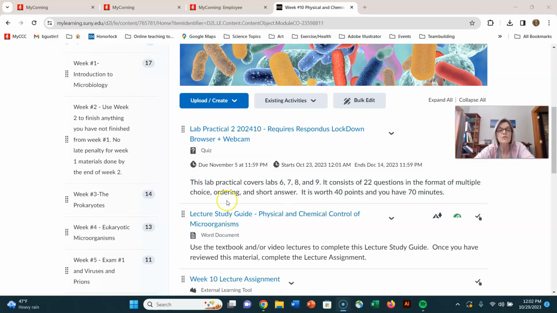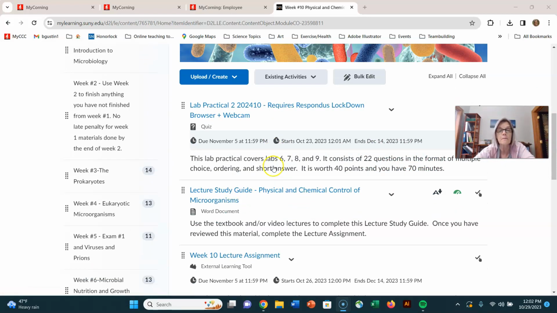It says multiple choice, ordering, short answer, just like the last practical. There's 40 points and you have 70 minutes. I gave you more time because some people get nervous with the counting things and calculations. So I give you a little extra time for this one. I recommend doing that first. Get that off your plate.